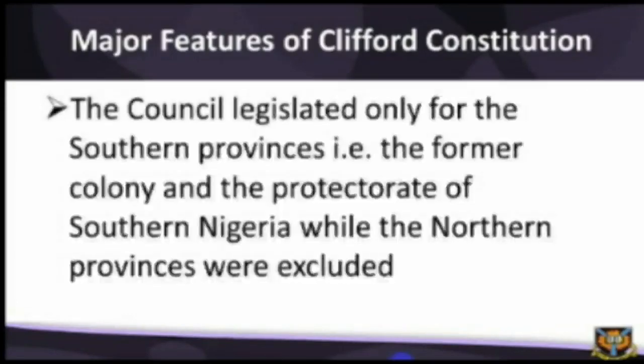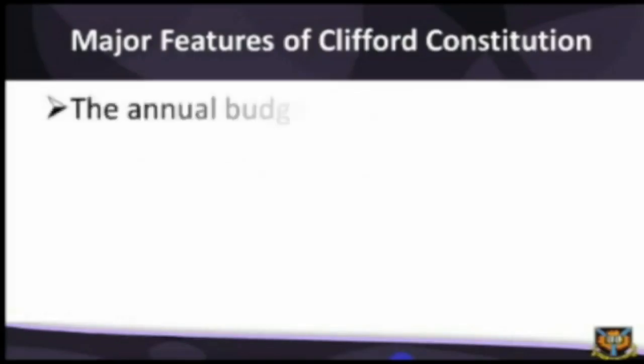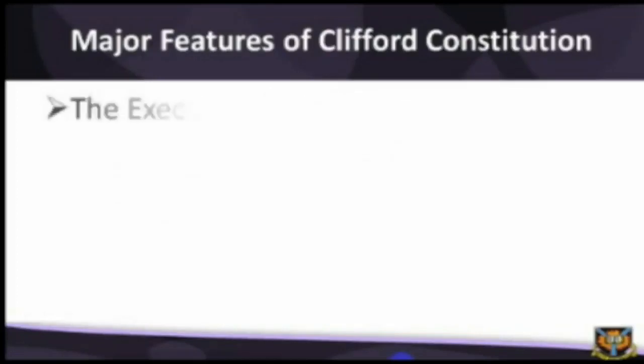The council legislated only for the southern provinces, that is, the former colony and the protectorate of southern Nigeria, while the northern provinces were excluded. The governor continued to make laws for northern provinces by proclamation. The annual budget for the whole of Nigeria, including the northern protectorate, had to be passed by the Council.